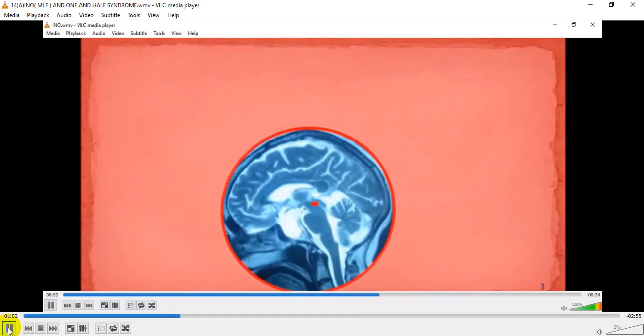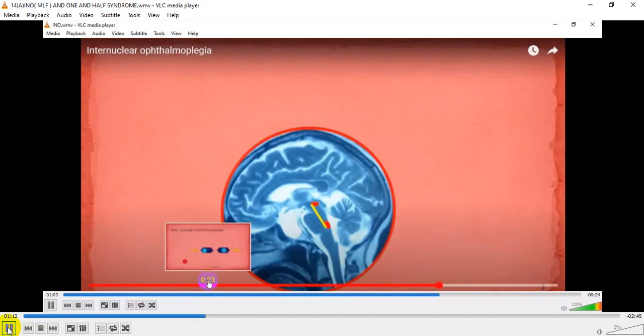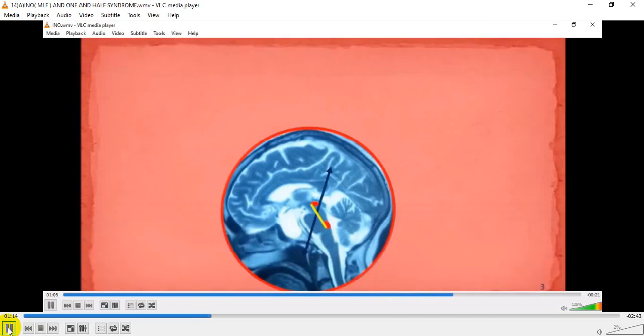This is the third cranial nerve. This is the sixth cranial nerve. And this yellow line which is showing you is the medial longitudinal fascicle. And if you divide, the anterior medial longitudinal fascicle is in the midbrain portion and the posterior is in the pontine portion.